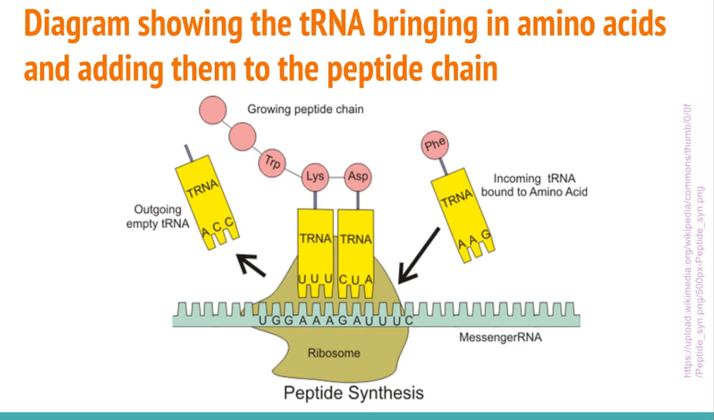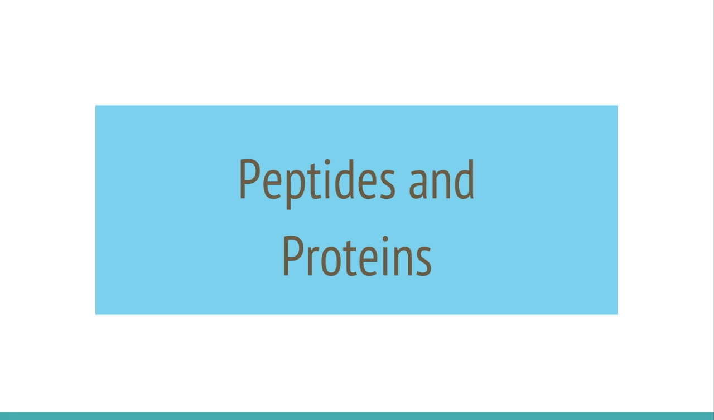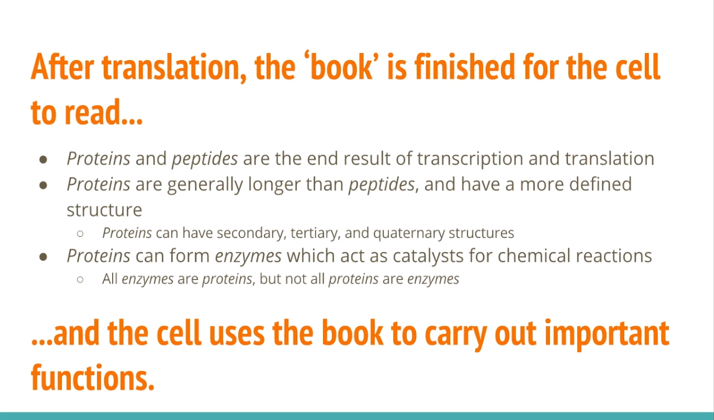And you can see that as more tRNA segments are brought in, so are more amino acids, and it builds the chain, it builds that peptide, it builds that protein. So now let's talk about the difference between peptides and proteins and what they do and why they're important. So after translation, after mRNA has been read, after the amino acids have been built, the book is essentially finished for the cell to read.